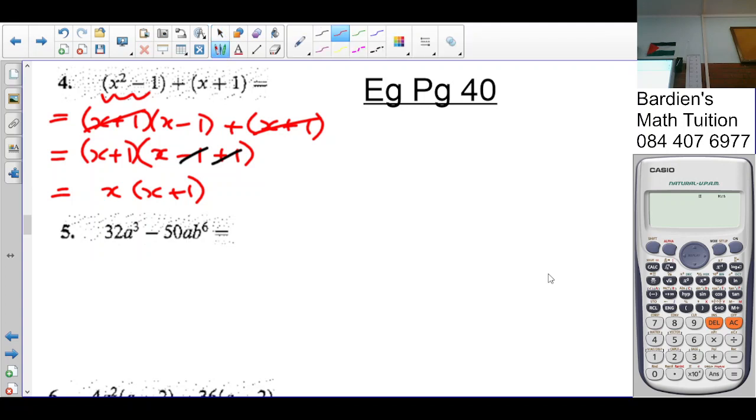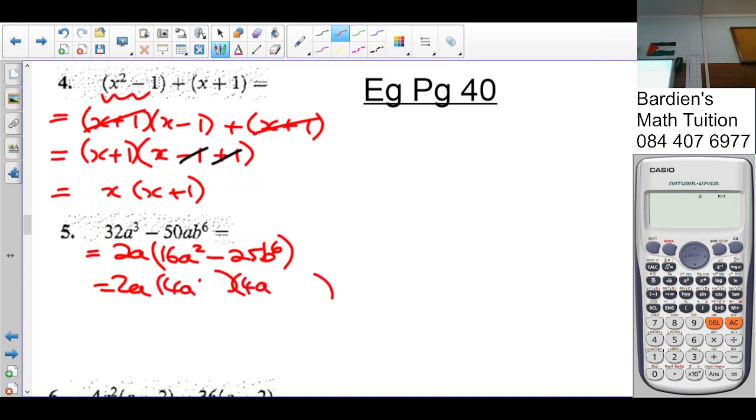Alright, so what do we get? 2a, you take out 2a. 16a squared minus 25b to the power 6. Now what, people? Difference between two squares in the second bracket, not so? So what do we have? 2a into 4a plus 5b cubed, 4a minus 5b cubed. Any confusion here? No?